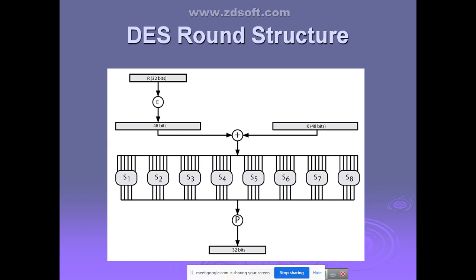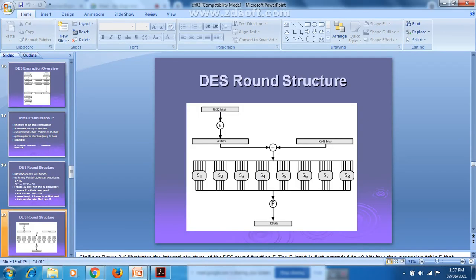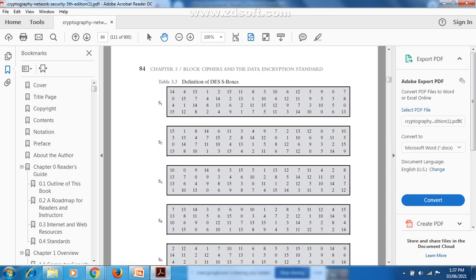I hope it is clear, guys. Round structure. Is that clear, this round structure? What is the work of the expansion table and what is the work of the S box? They may ask you the question to explain the DES round structure. At that time you can draw this diagram, or you can draw the other diagram I have shown from the textbook. You can draw that also.